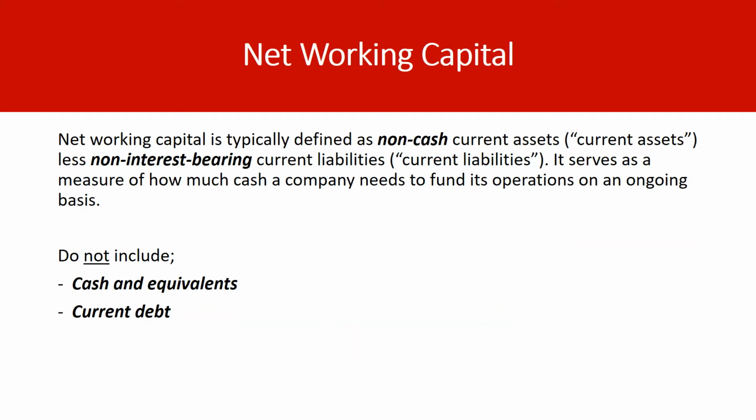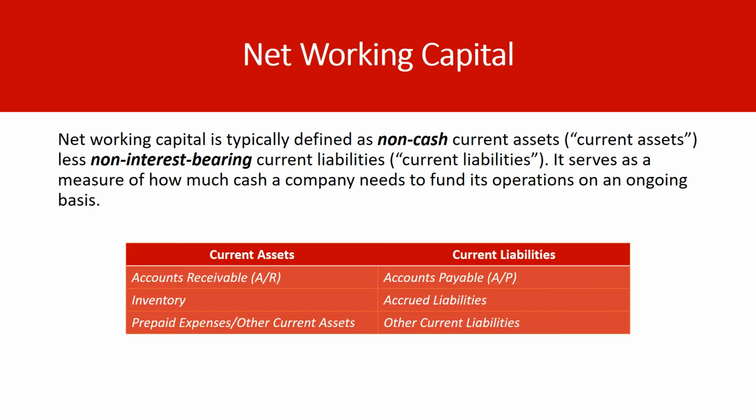Okay, so net working capital is typically defined as non-cash current assets less non-interest-bearing current liabilities. It serves as a measure of how much cash a company needs to fund its operations on an ongoing basis. So it does not include cash and equivalents and current debt. And this is so important. I always see a lot of people in case competitions or students where their net working capital calculation is just taking the total current assets on the balance sheet less current liabilities, and they actually include cash. That is incorrect. Net working capital in the calculation for the projection of free cash flow excludes that, and that's very important.